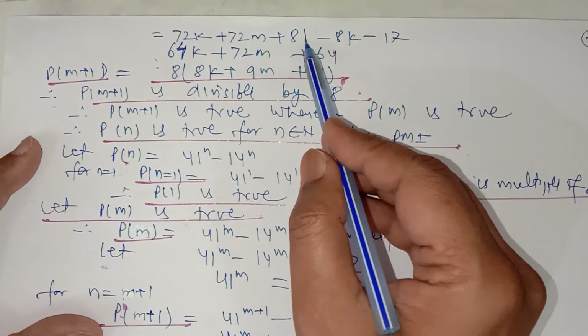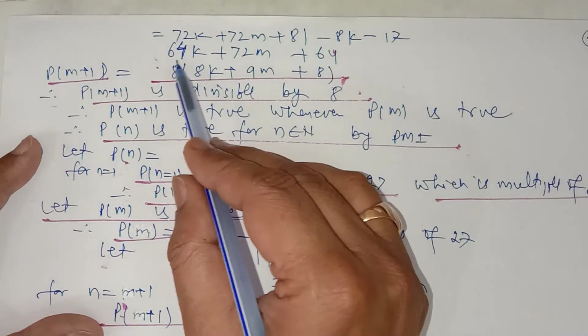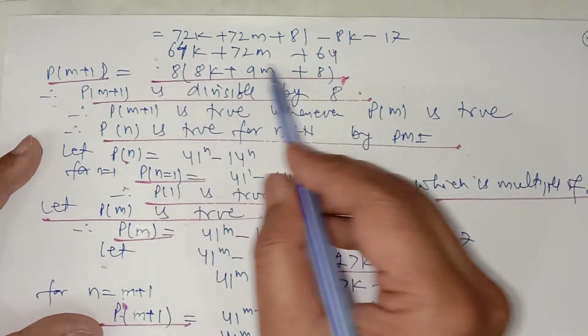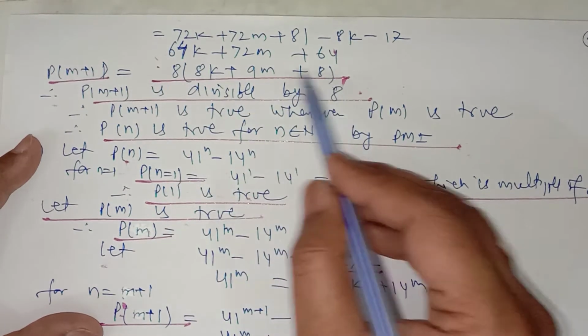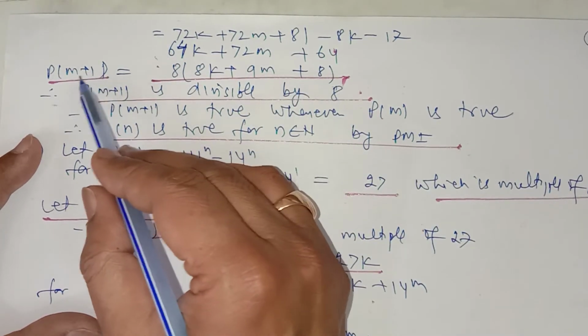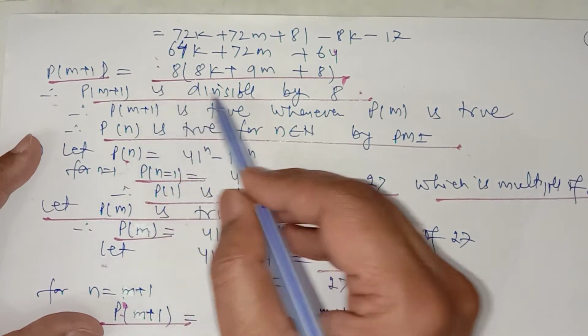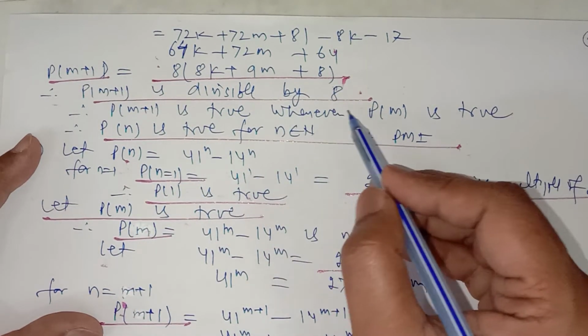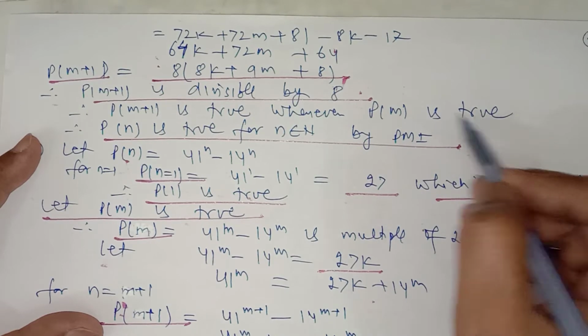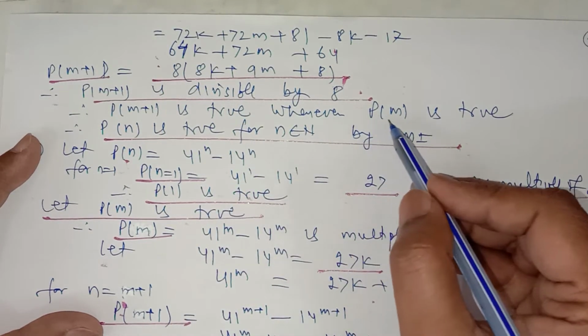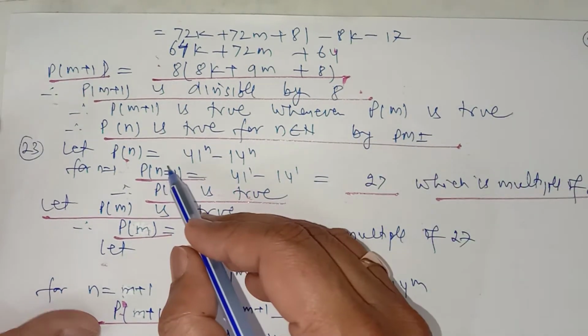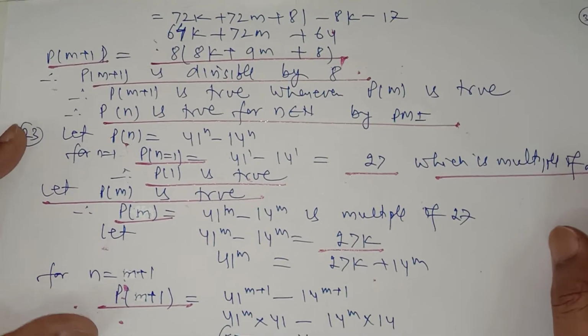72k, 72m, 81 minus 8k minus 12. Simplify and you are getting 8 common in all the terms, which is Pm plus 1. So it means Pm plus 1 is divisible by 8. So Pm plus 1 is divisible by 8 whenever Pm is divisible by 8. So Pm plus 1 is true whenever Pm is true. So therefore Pn is true for all natural numbers.